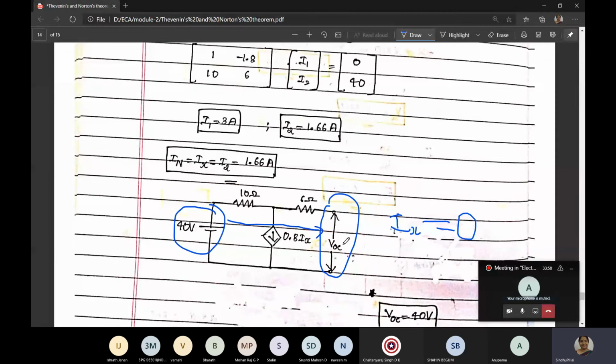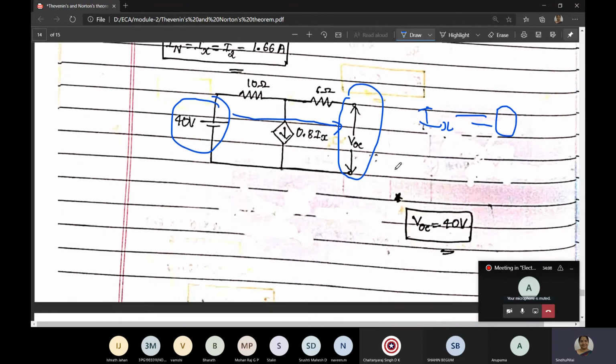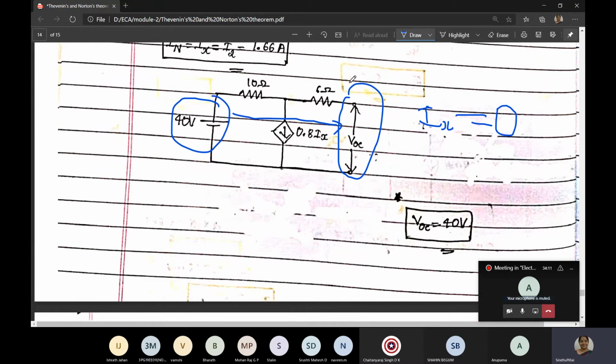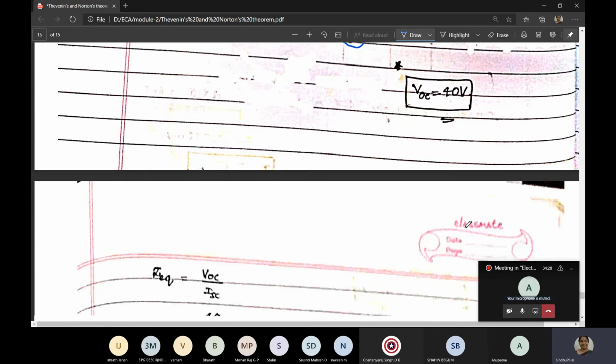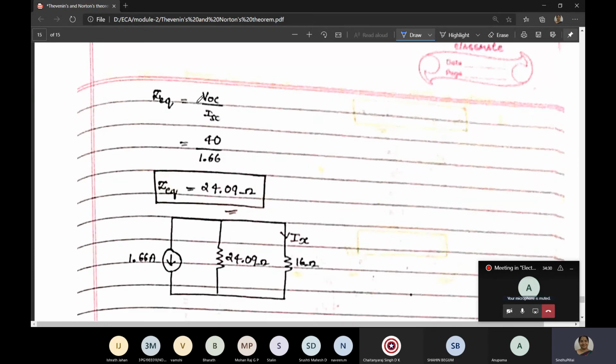It is nothing but the open circuit voltage, because it is an open loop, so this 0.8 Ix term will be gone. There will be no drop across the 10 ohm and 6 ohm also, because there is no current; it is a completely open loop, no drop. So whatever is 40 volts will be the open circuit voltage. You should be very careful. So VOC is 40 volts. We got the short circuit current and the open circuit voltage. Substitute them, you will get Z equivalent.